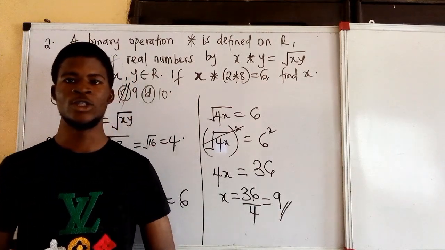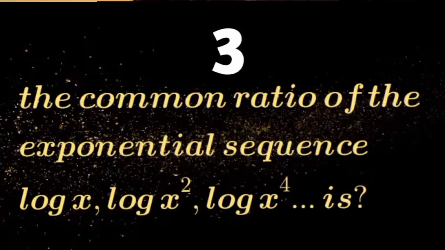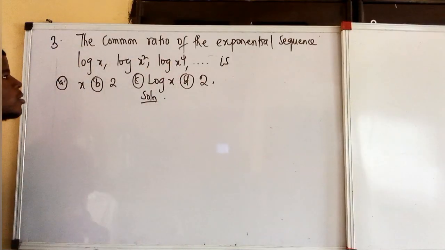Let us take the third question. The third question says, the common ratio of the exponential sequence, that is a GP, log x, log x squared, log x to the power of 4, is... Let's get the common ratio of this sequence.